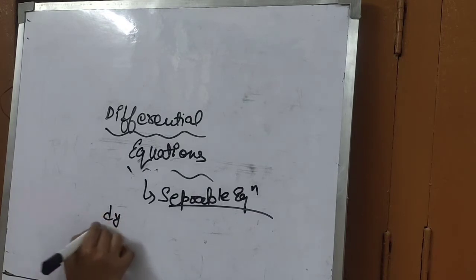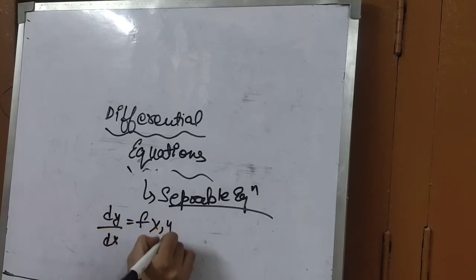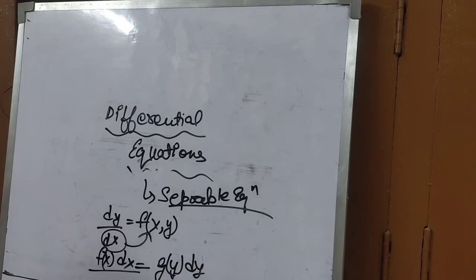For example, I am taking again the question of dy by dx equal to f of x comma y. That is, I have a function wherein I have x as well as y. So how do I separate it? Now I can separate this function into f of x as well as g of y. That is, two functions I can make, f of x and g of y. So now what I did is I took this dx here, and it is equal to g of y into dy.